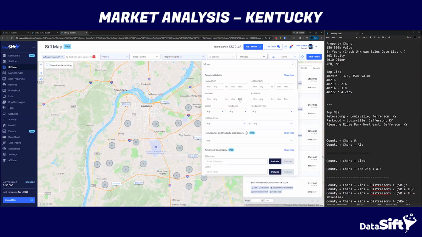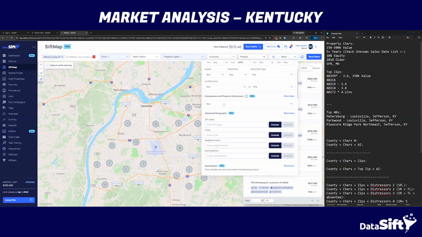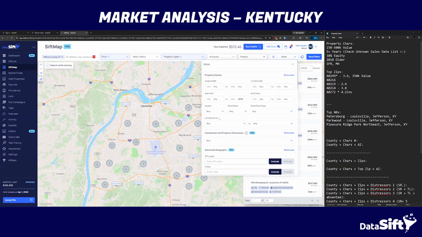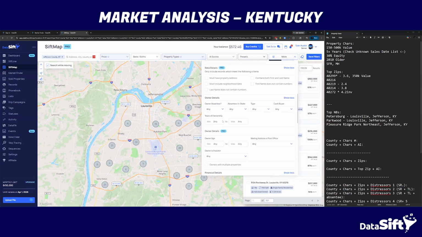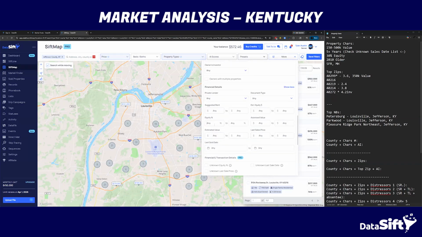And then I'm going to click on my more filters. I'm going to do 2010 and older. And then I'm going to do, where's it at? I'm going to do years of ownership, 5 years, 30% equity.